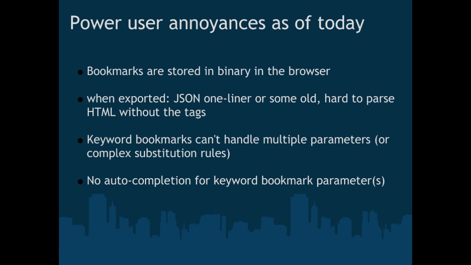First of all, bookmarks are stored in binary in the browser, which makes it inaccessible for standard tools like VI, Emacs, grep or sed. The only way is to use the browser's built-in bookmark manager. Secondly, when bookmarks are exported, the output format is either a multi-kilobyte JSON one-liner or some old, hard-to-parse HTML without the tags. Third, a very useful web automation tool called Keyword Bookmarks is half-baked.